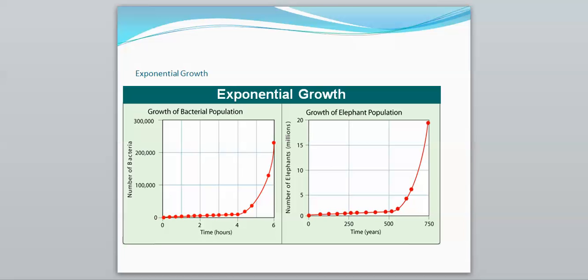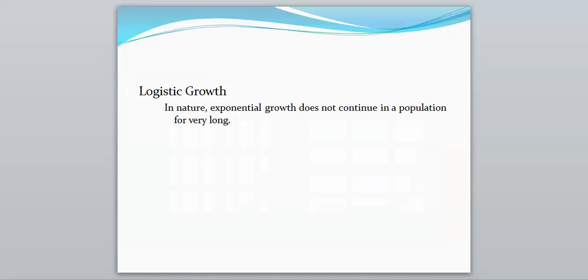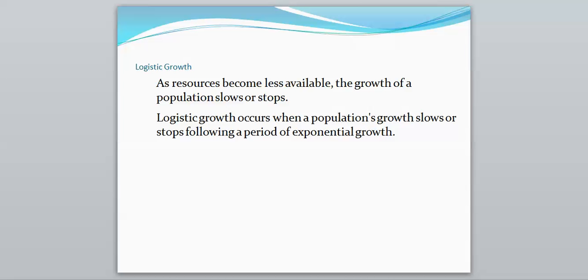However, exponential growth almost never occurs in nature because there are never unlimited resources in nature. And if it does happen, it will not continue for a very long time, so there might be a short burst where it goes through that exponential growth, but it will never occur forever. As resources become less available, the growth of the population will slow or stop, and when that happens, logistic growth occurs. That happens when a population's growth slows or stops following a period of exponential growth.